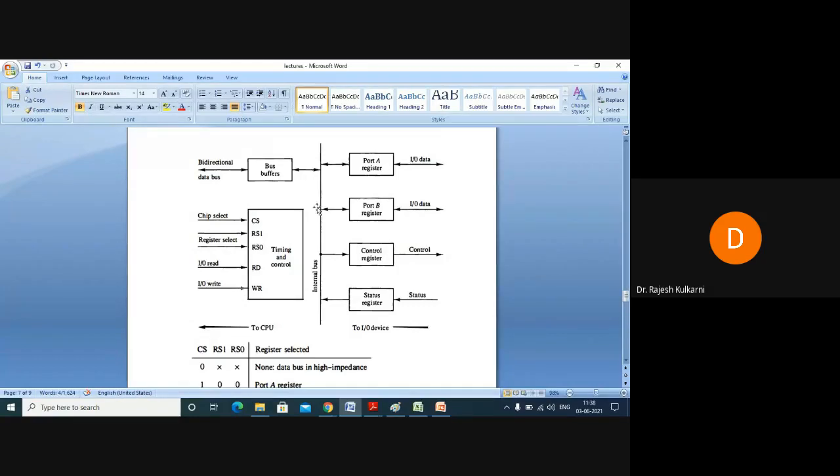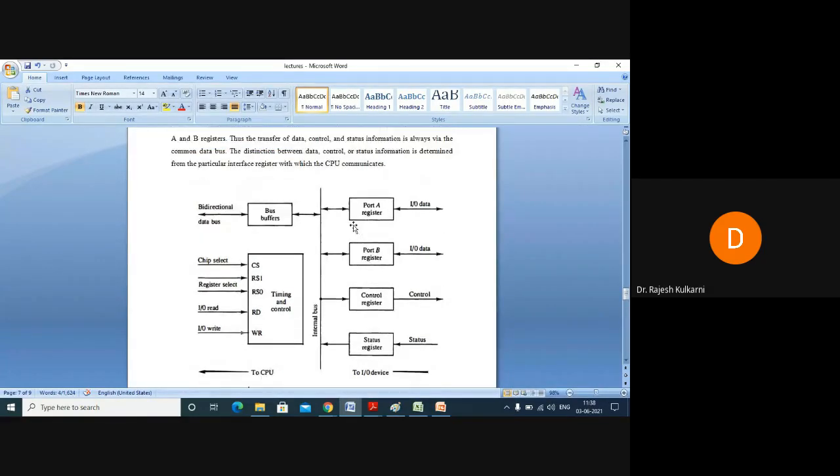Now this is our diagram. And what does this diagram indicate? It is an example of your interface unit. And where is this interface unit located? It is in between the CPU and the peripheral devices. So that you have to remember.